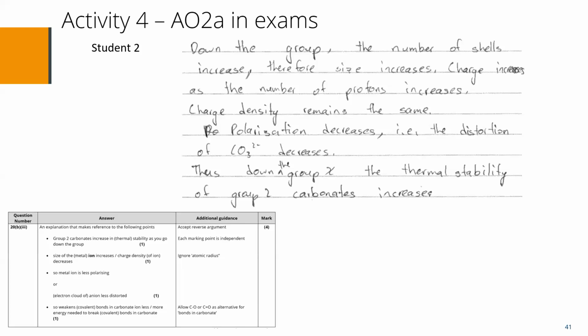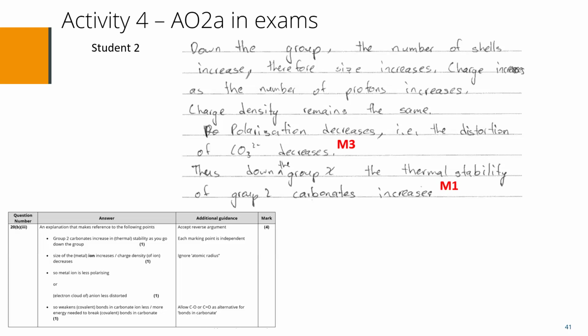Okay, there's the next one. I think there are a couple of marks that you can award here. If you go right down to the very end of the answer, there's M1, and just above it, there's M3 for the distortion of the carbonate ion decreases, and M1 for thermostability of group 2 carbonates increases. I can't find any reference to the ion, mention of the ion when describing the increase in size.